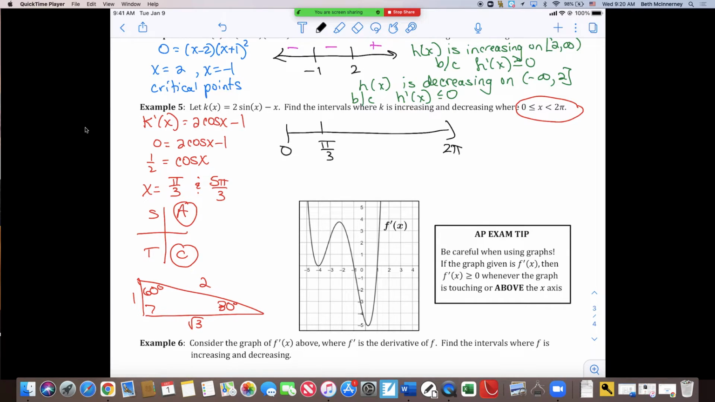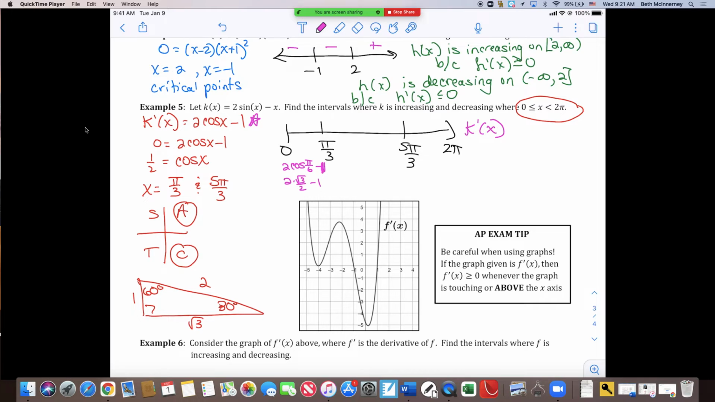So now we're going to do our sine chart. So what you're doing is you are plugging in a value, and let me label this. This is k prime of x. So let's say we pick, I don't know, pi over 6. So that'd be 2 cosine pi over 6 minus 1. I'm plugging into the derivative right here. So that's 2 times square root 3 over 2 minus 1.